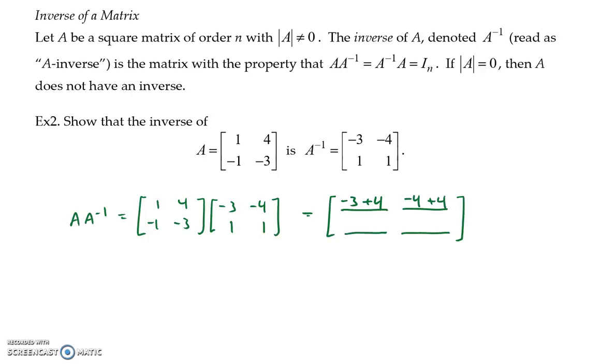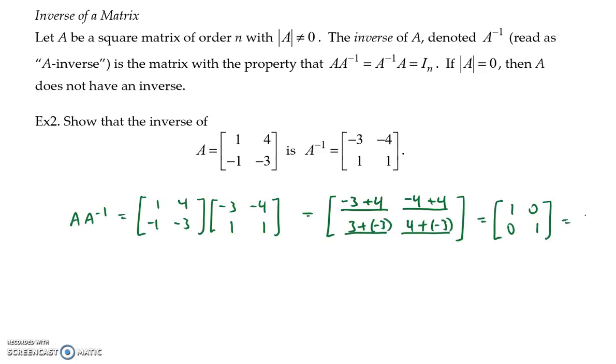Then the first entry in the second row would be the second row of A with the first column of A inverse. That would be -1 times -3 is 3, plus -3 times 1 is -3. And then the last entry would be the second row of A with the second column of A inverse. -1 times -4 is 4, plus -3 times 1 is -3. What we then obtain, adding, we get 1, 0, 0, 1.